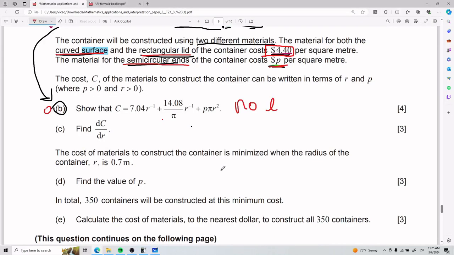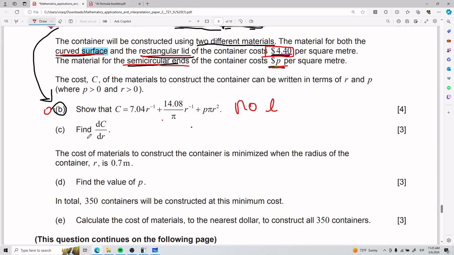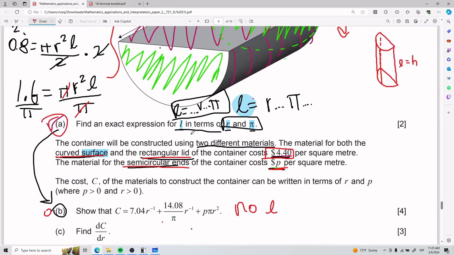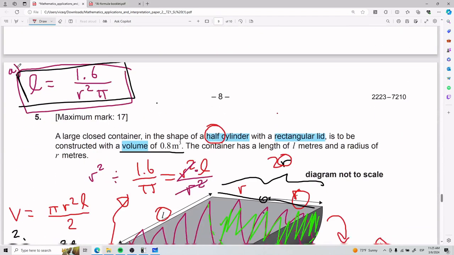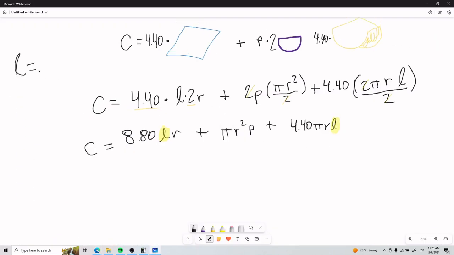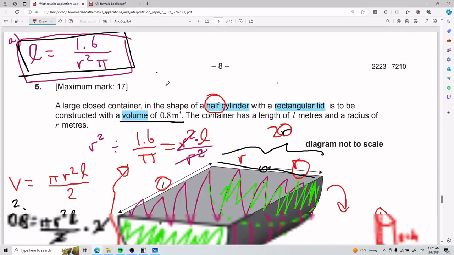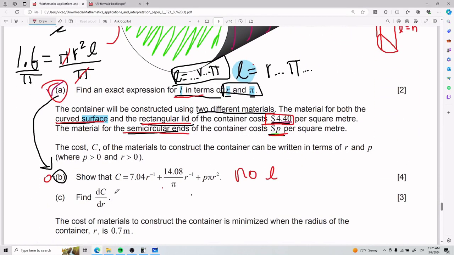What is the way in which I can express L? In part A, we found the exact expression for L. Look at that, how convenient. So L equals, let me write it up here, L equals 1.6 divided by R squared times pi. And so once again, ladies and gentlemen, as you've probably seen in my videos, sometimes, but not always, part B uses something from part A. And that can be a massive hint going forward. It's not always the case, but take a second and think about it, because if you think about it, it might certainly become very obvious what you have to do.